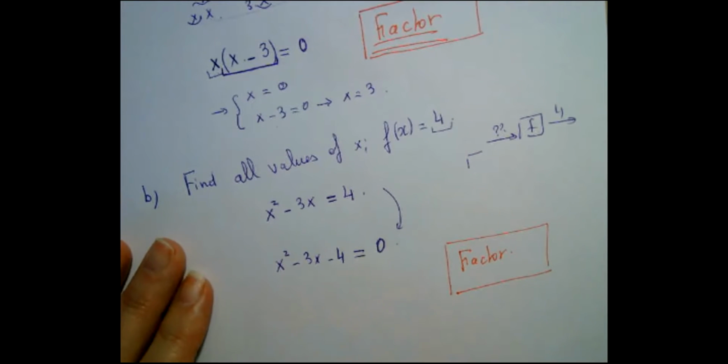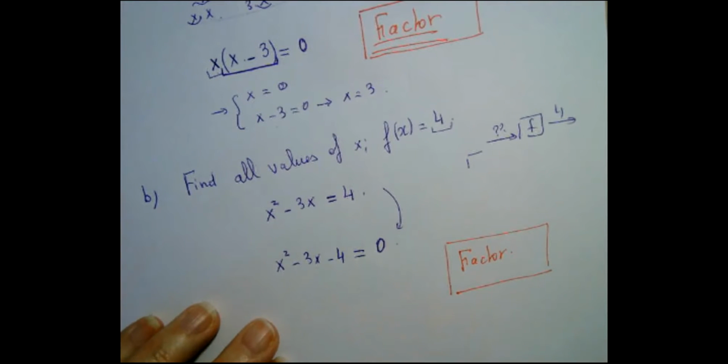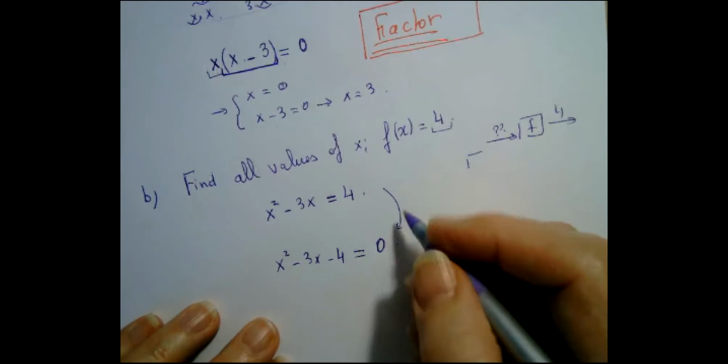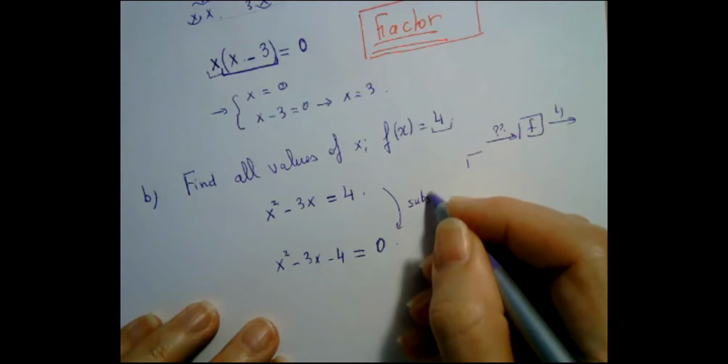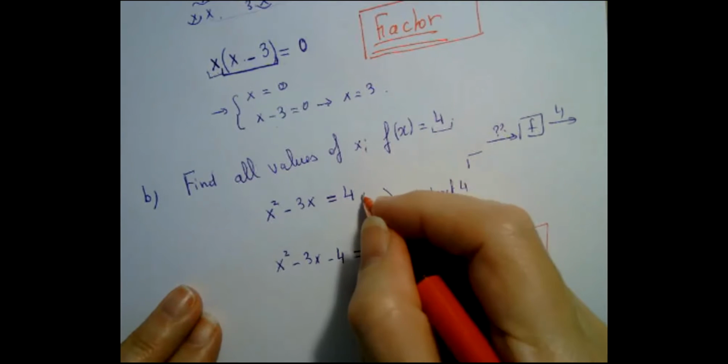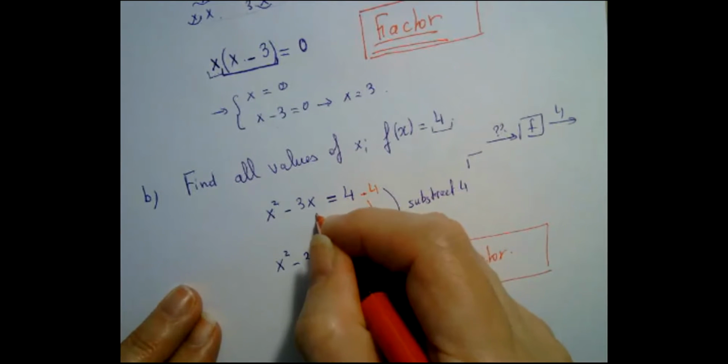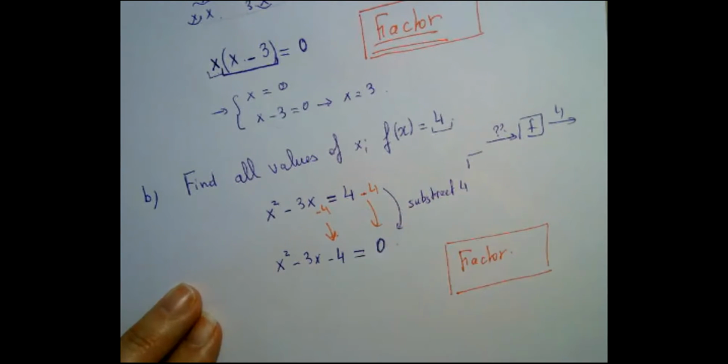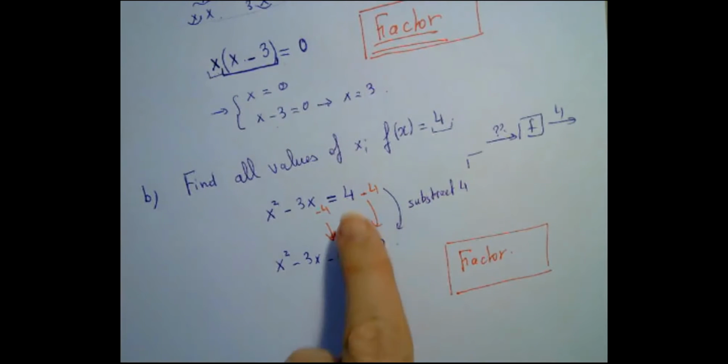Professor, I have one question. Of course. When you bring the 4 over to the other side to get 0, is it still positive or do you change it to minus? Subtract 4. Okay. Right? So if I subtract 4 from here to get my 0, I have to subtract 4 from here. So I cannot tell you plus or negative. It depends what I have on the right.